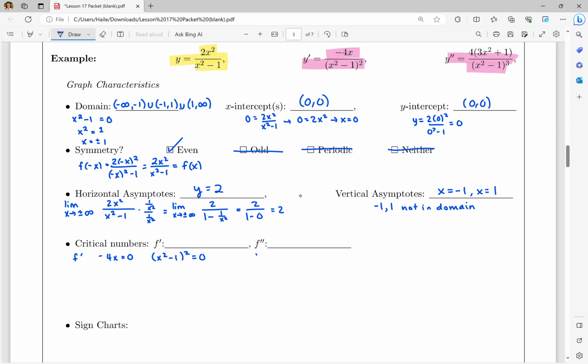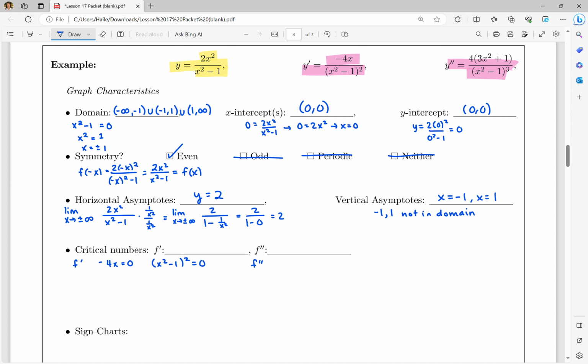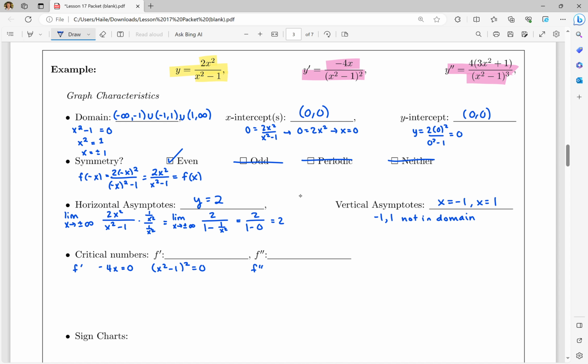And I'm going to go ahead and set up the f double prime too, just so I don't have to keep scrolling up the page. So I need where my numerator is 0 and where my denominator is 0.